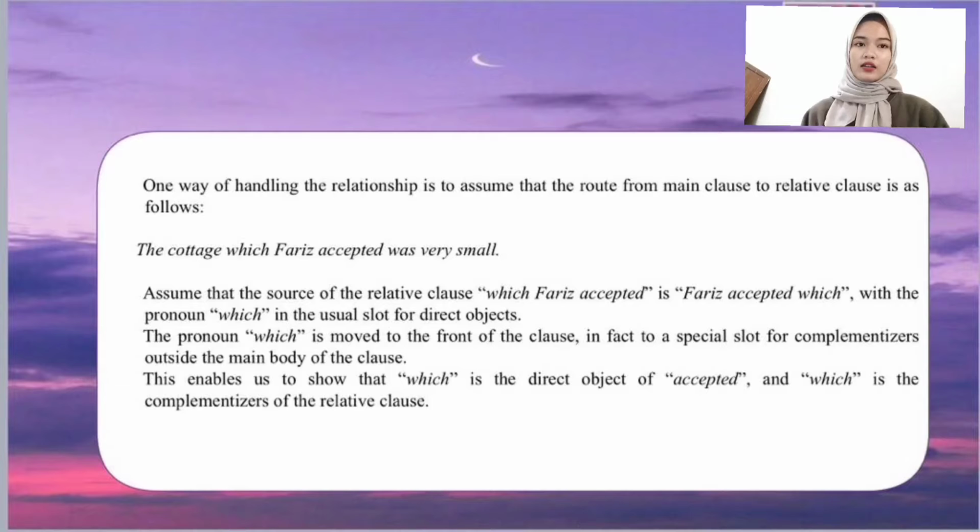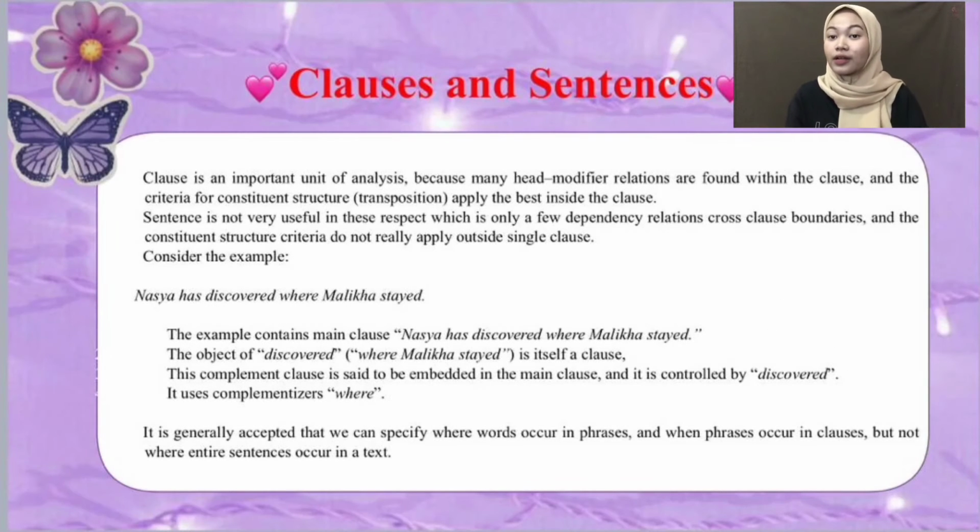Okay, for the next is clause and sentences. Clause is an important unit of analysis because many head modifier relations are found within the clause, and the criteria for constituent structure apply best inside the clause. Sentence is not very useful in this respect, since only a few dependency relations cross clause boundaries, and the constituent structure criteria do not really apply outside a single clause.